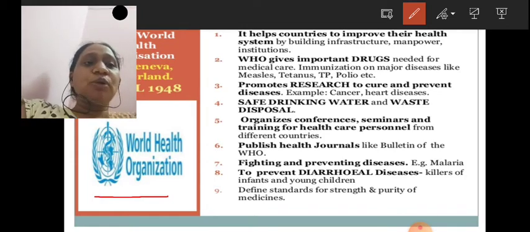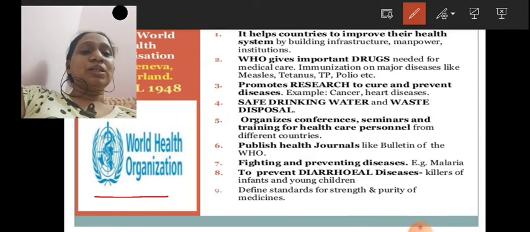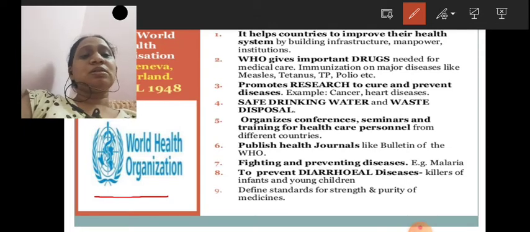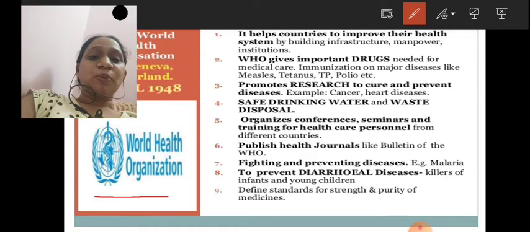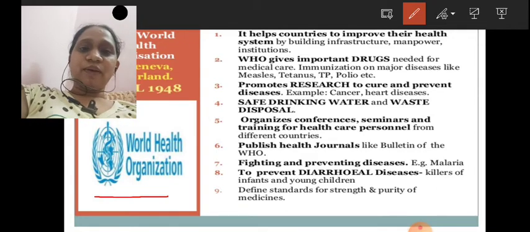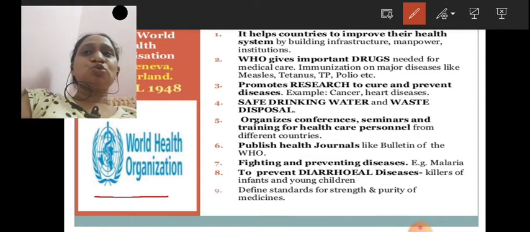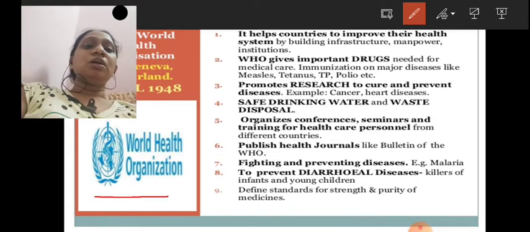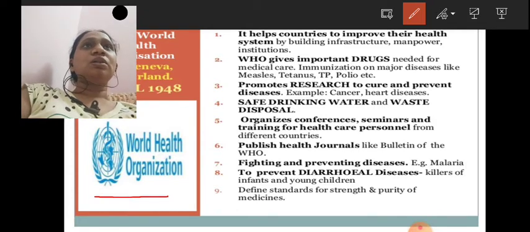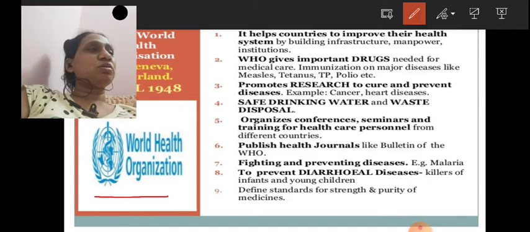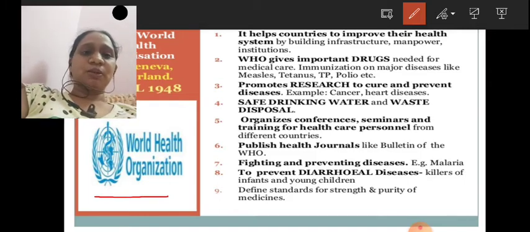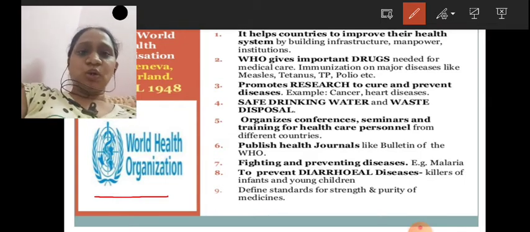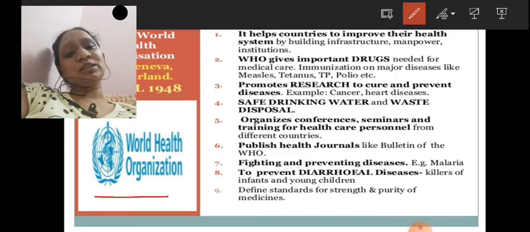It helps countries improve their health systems by building infrastructure, manpower and institutions. WHO gives important drugs needed for medical care, and immunization against major diseases like measles, tetanus, tuberculosis, polio, etc. Even during the time of the coronavirus, from time to time WHO used to present its bulletin regarding the situation in the world, regarding the vaccine, regarding what things you should do to prevent or protect yourself from the coronavirus. You heard this name during this pandemic, that WHO has given such guidelines, WHO has given other guidelines.